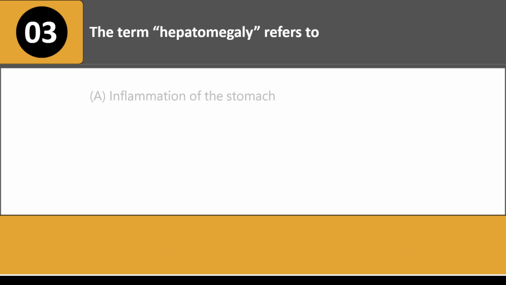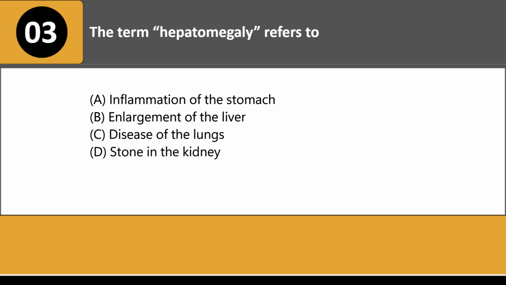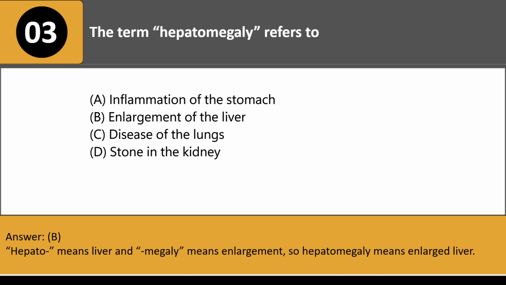The term hepatomegaly refers to A. Inflammation of the stomach, B. Enlargement of the liver, C. Disease of the lungs, D. Stone in the kidney. Answer B. Hepato- means liver and -megaly means enlargement, so hepatomegaly means enlarged liver.